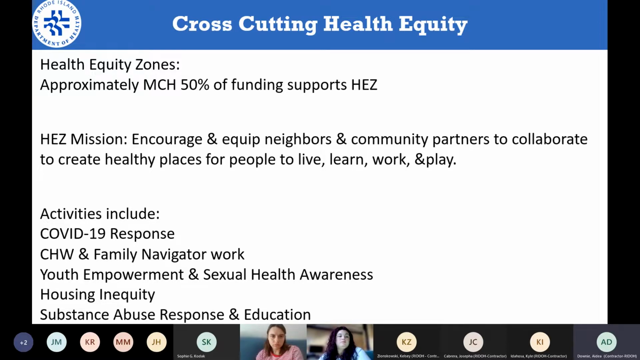As well as housing inequity. So one issue that one of the HEZs, well, multiple HEZs are trying to get at is looking at housing and how do we create equitable housing. So, for instance, one HEZ, one neighborhood actually got a multi-million-dollar grant to start building affordable housing. So that's the example of how a community actually coalesces around an issue and really empowers themselves to address that issue. Next slide, please.